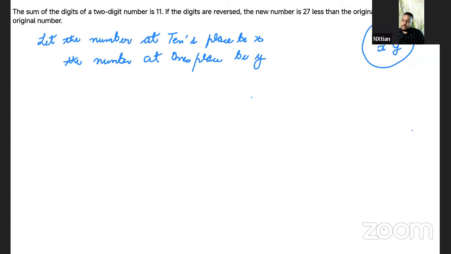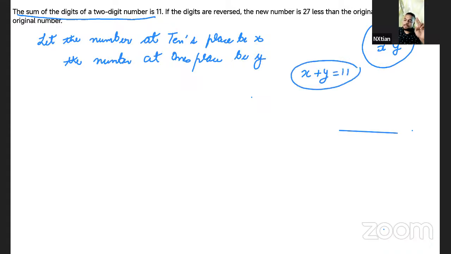Now, what is the first equation saying? The sum of the digits of the two-digit number is 11. X and Y are the digits, so if I add them, I get 11. This is my first equation. Any problem in that, guys? Ask me. Hannah, Johan, everyone understood?